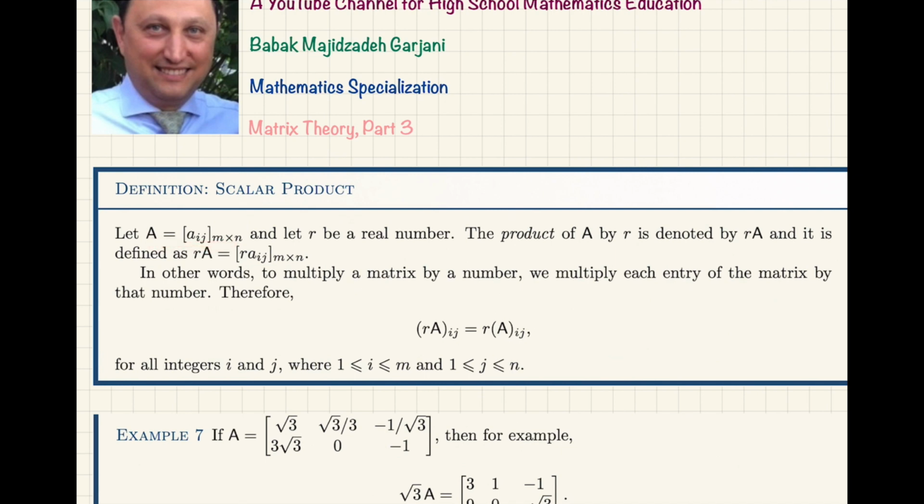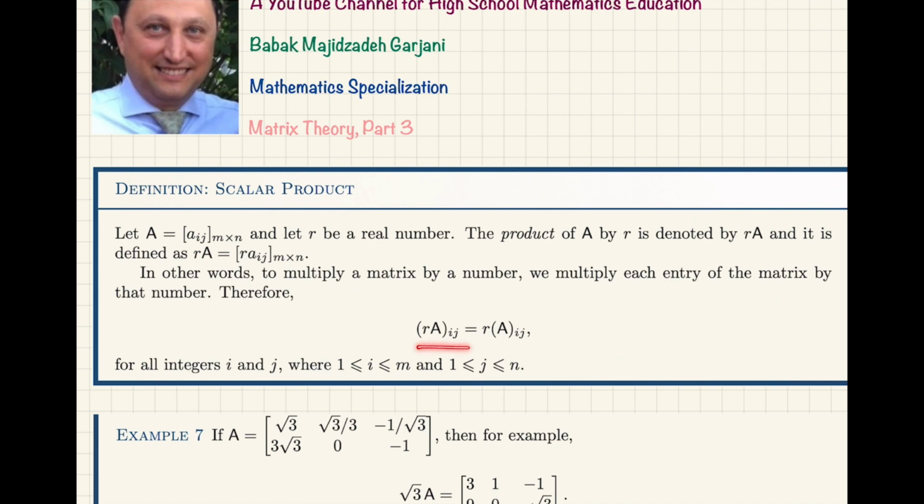Assume that A is a matrix m by n. Again, you see it's not a square matrix. It can be even rectangular matrices. And R be a real number. The product of A by R is denoted, usually we put R first on the left, R times A, and it is defined exactly as you define. This means that the entry on the ith row and jth column of this matrix, if you compare it with this one, has been multiplied by R. And because this is happening for all i and j's, what you said is completely correct.